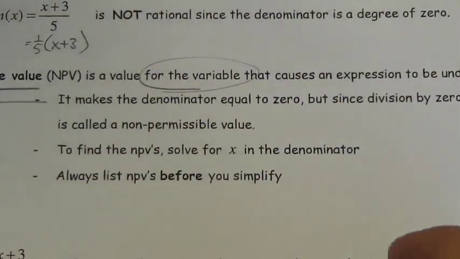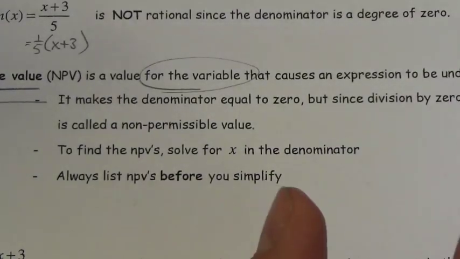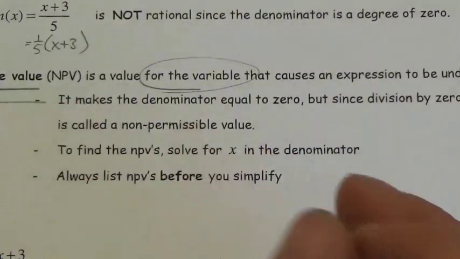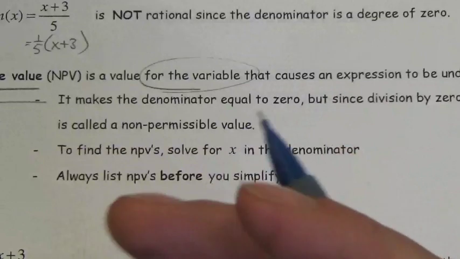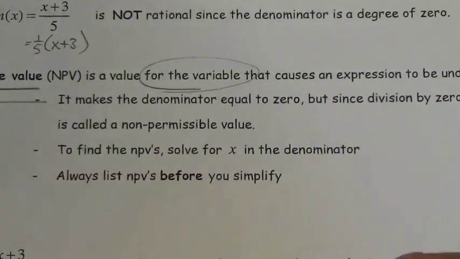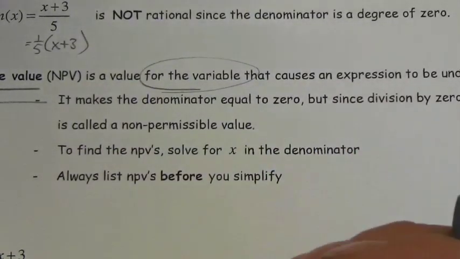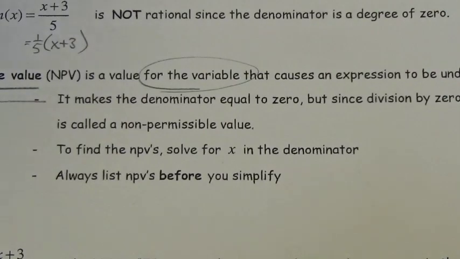Now please listen to what I'm saying and hear the difference. Oftentimes when I communicate it this way, what people hear is me saying the variable can't be 0. No, that's not true. That's not at all what I'm saying. I'm saying the denominator can't be 0.